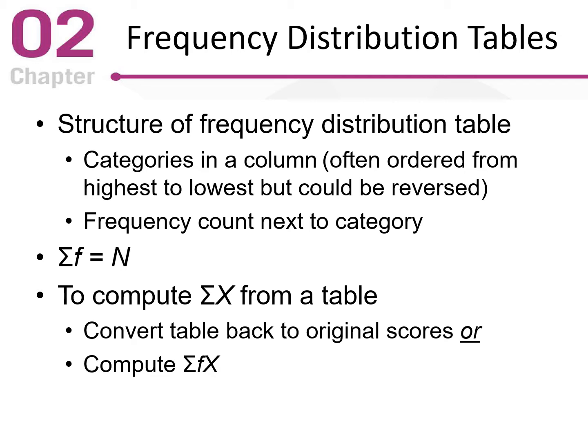So basically, you take each value, which is your x, and each frequency, and you multiply them together, which is f times x. So if you had a score of 4, and 3 people had a score of 4, you would take 4 and multiply it by 3, and you would get 12. And then you would add up all those totals. So you would multiply each value of x times its corresponding frequency, and then sum up all of those products. And that would give you the total sum of x. So sum of x is relatively easy to compute from a frequency distribution table.